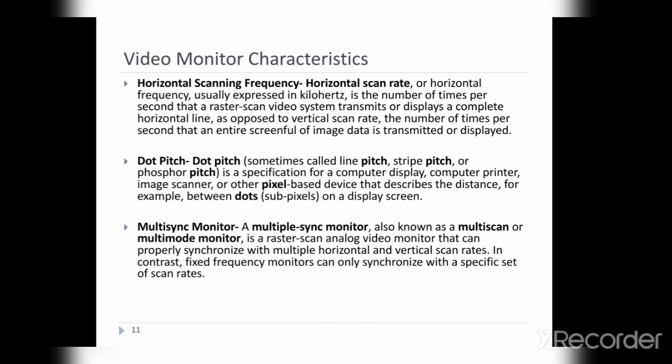Next one is the multi-sync monitor. A multiple sync monitor, also known as a multi-scan or multi-mode monitor, is a raster scan analog video monitor that can properly synchronize with multiple horizontal and vertical scan rates. In contrast, fixed frequency monitors can only synchronize with a specific set of scan rates. So this is the video monitor characteristics.